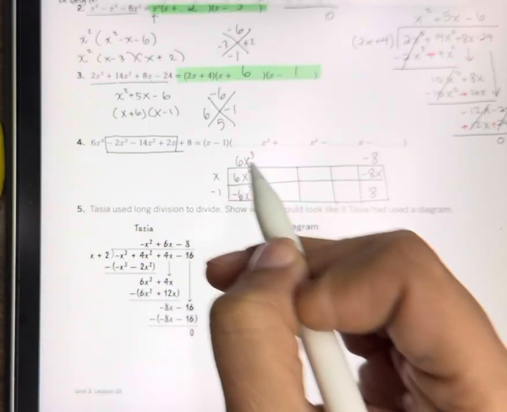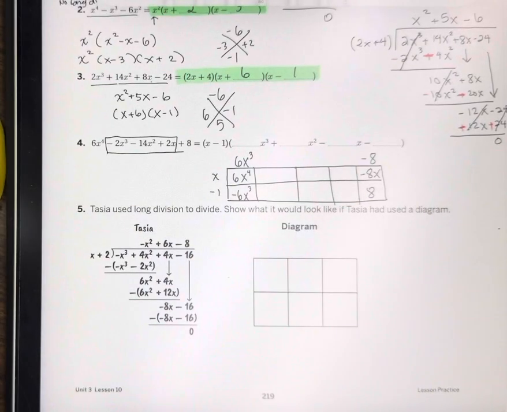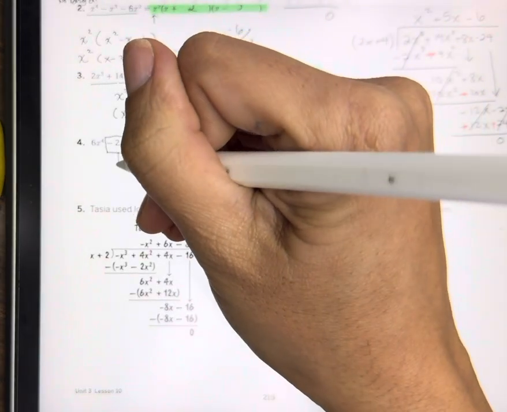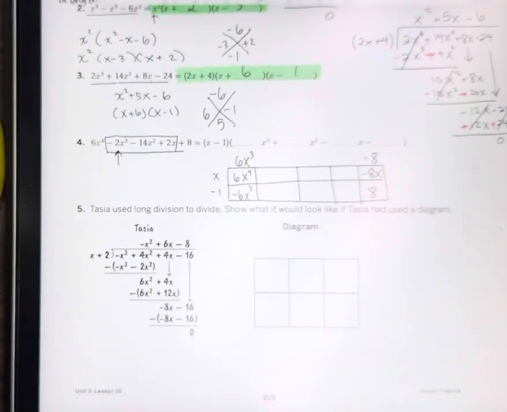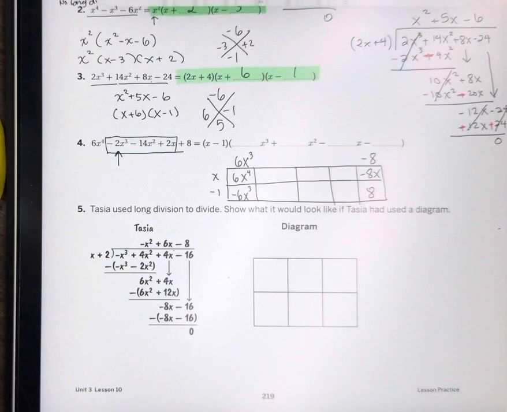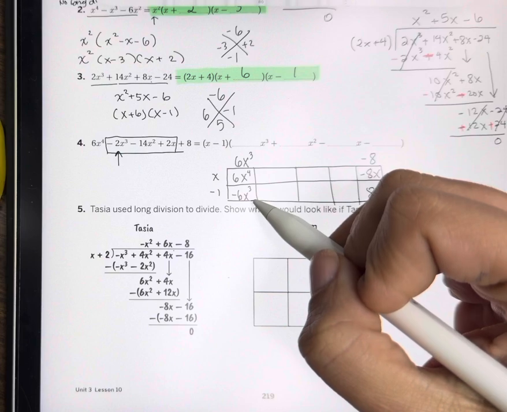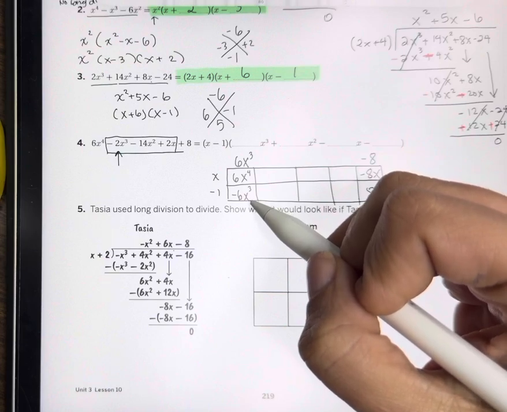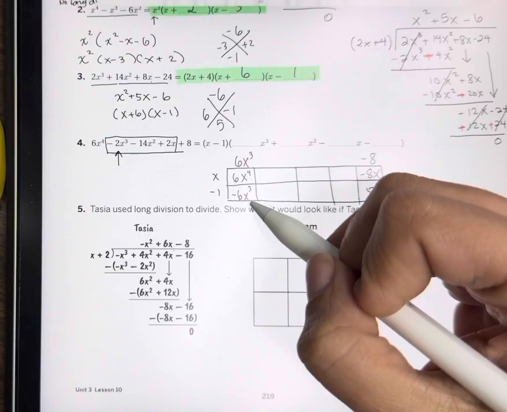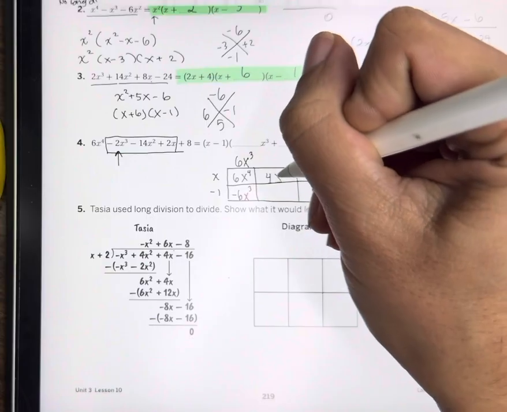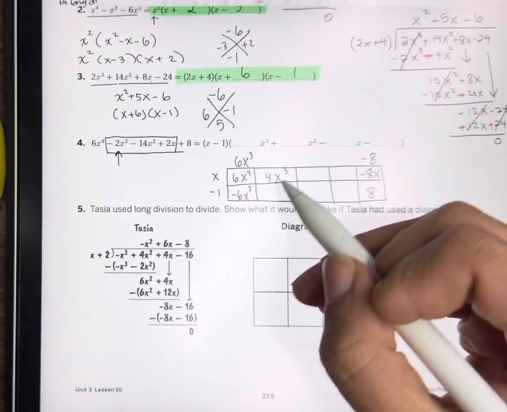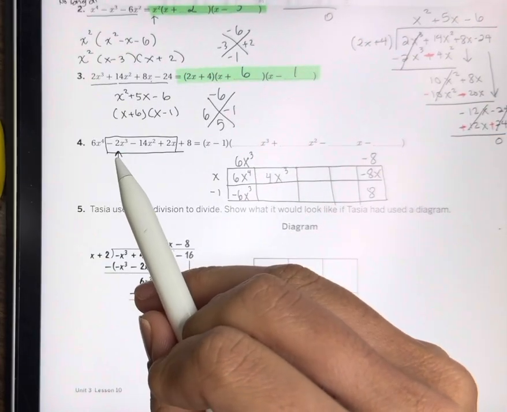The 6x to the 4th and the 8 are what got us here. They're done. They're going home. They're taking a break. And now it's up to these guys. Notice that my x cubed term in my answer is a negative 2x cubed. But my x cubed term inside my box currently is a negative 6x cubed. That means I got to add another 4x cubed to it in order to turn it into a negative 2.